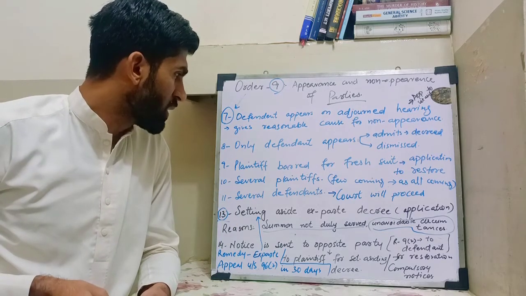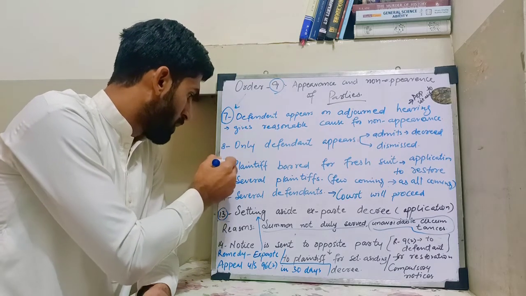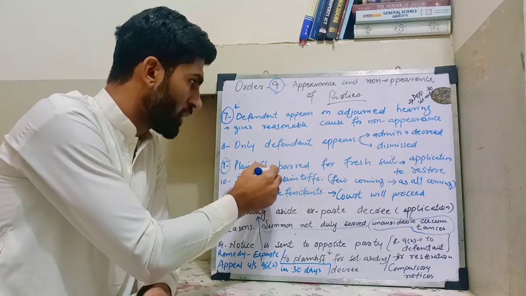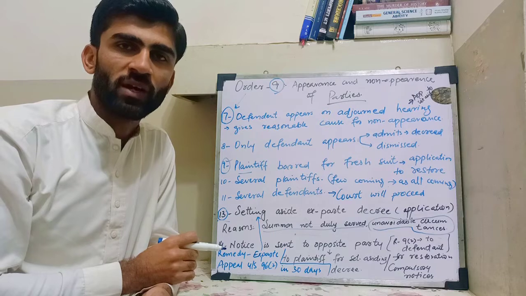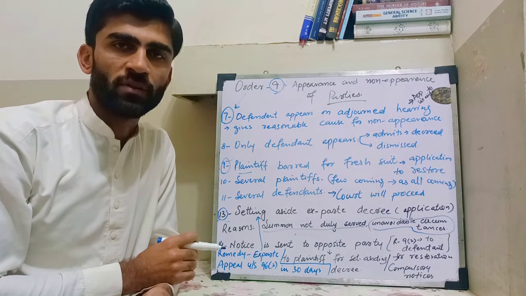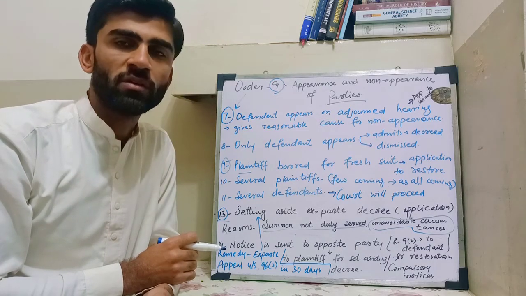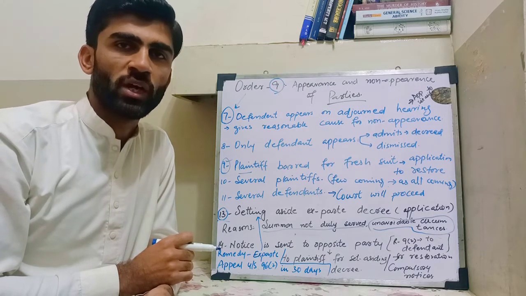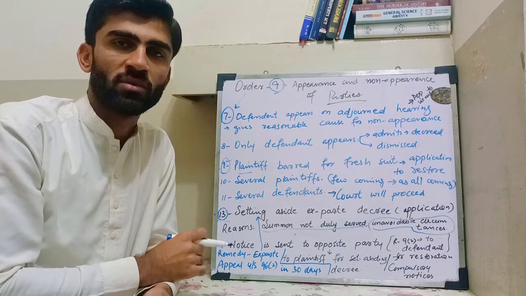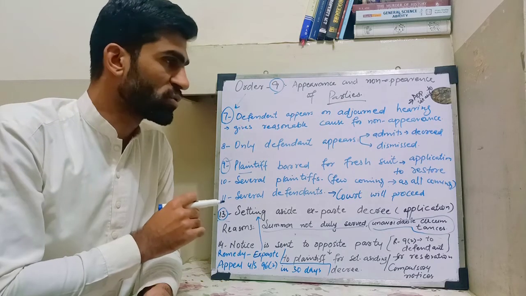Before going forward, I should tell you about Rule 9. Rule 9 says the plaintiff is barred from a fresh suit. When the plaintiff has filed a suit but does not appear in court, and only the defendant appears, he is barred from a fresh suit. So he will file an application to restore that suit. He will give a reasonable cause, and if the court is satisfied, it will restore the suit.